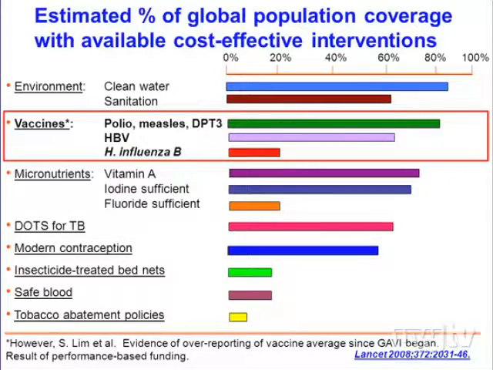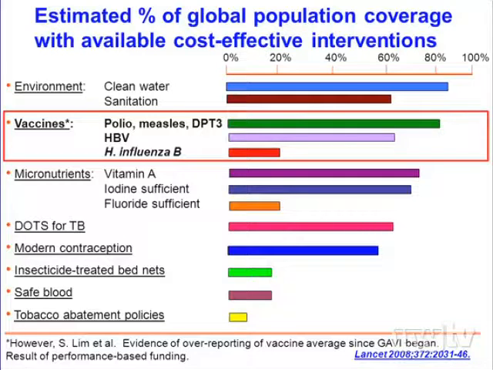There's been an effort to look at, for the things that we have available now, how well are they scaled up? What's the coverage of the population? So for clean water, I think this is an overestimate, but it's estimated that 80% of the world population has access to that. For sanitation, only about 60%.